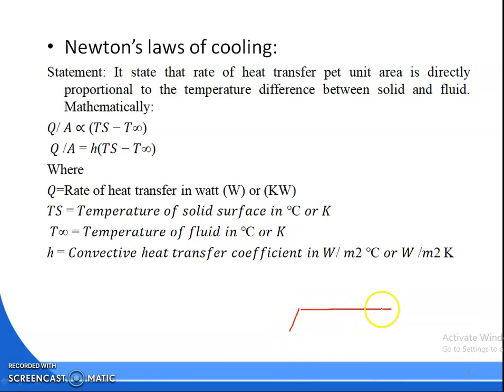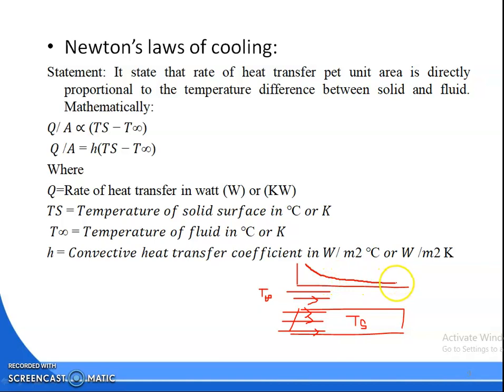This is, suppose, a solid surface having temperature Ts, and if air flows over this solid surface, the air having temperature, suppose, T infinity, then what will happen? So if I draw, when it passes over the surface, the temperature of the solid surface will gradually decrease, and the temperature of T infinity will increase.